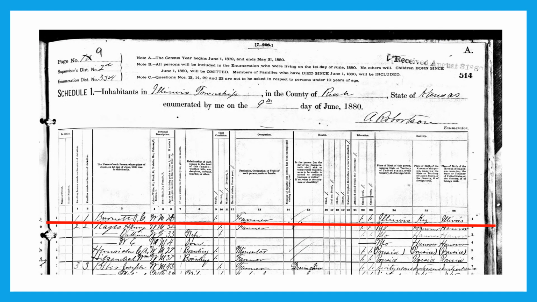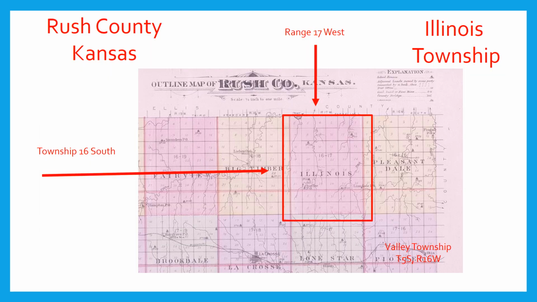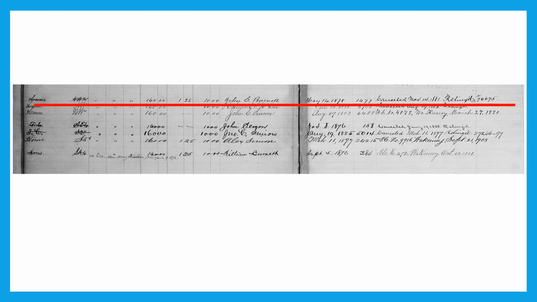This is John C. Bennett, and he appeared in the 1880 U.S. Census in Illinois Township of Rush County, Kansas. A historical atlas of Rush County, Kansas provides the township and range number for Illinois Township. After using the coverage table to locate the correct tract book volume and searching the volume page by page, I was able to locate John C. Bennett. I could use this file number to get a copy of his incomplete homestead application from the National Archive if I wished.